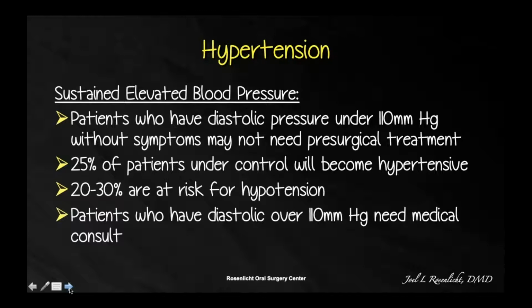In our office, any patients who have diastolic pressures over 110 millimeters of mercury don't have elective procedures. They need to be told that they need to get a medical consultation. They need to get their hypertension under control, and then have the medical clearance to come back and be treated.